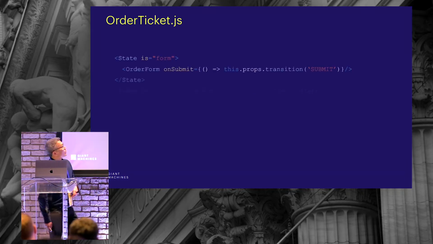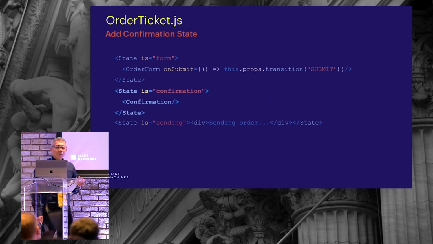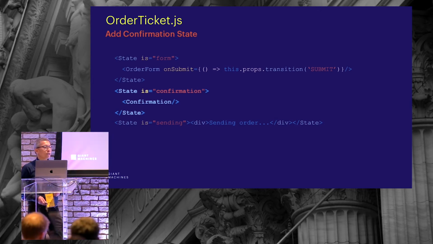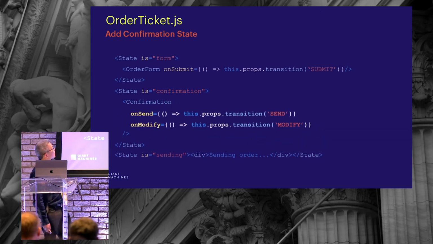Now, here we are back in the render method of our order ticket. We just need to add a new state component that contains our confirmation state. Now, I want to point out here that in terms of visual design, this confirmation state can appear as a modal dialog on top of the form or completely on its own, and none of that is dictated in any way by use of state charts or this state component. In fact, we can render any content we want within this tag and style it however we wish. And finally, to complete this enhancement, we just need to pass in our two callbacks to transition to the sending of the form or to modify it.